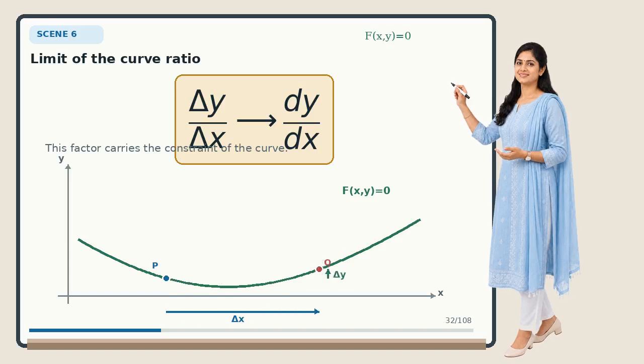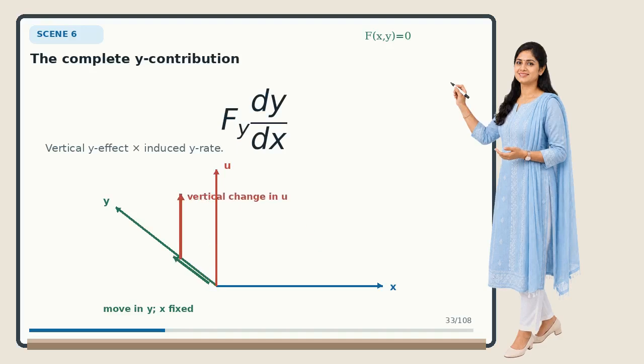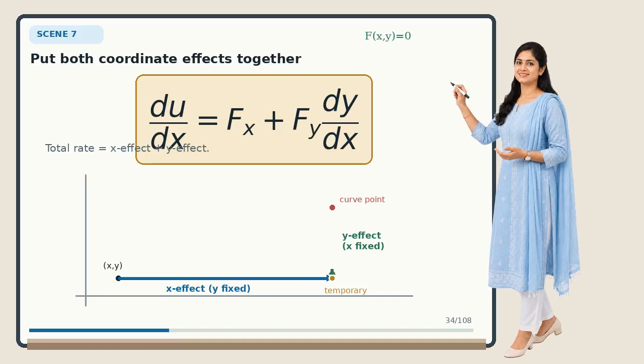The second factor approaches dy by dx, because delta y is the curve determined change y of x plus delta x minus y of x. Therefore the y contribution to the total rate is f sub y multiplied by dy by dx. Putting the x contribution and the y contribution together gives the total derivative of u along the curve.